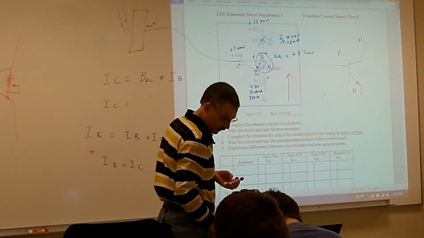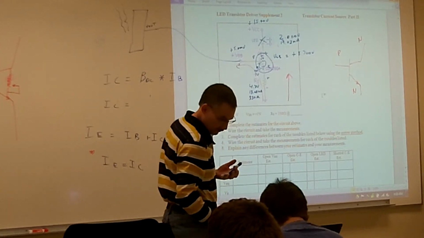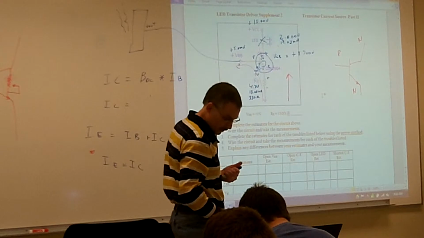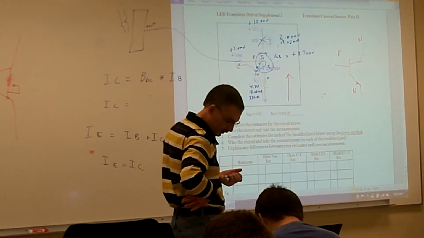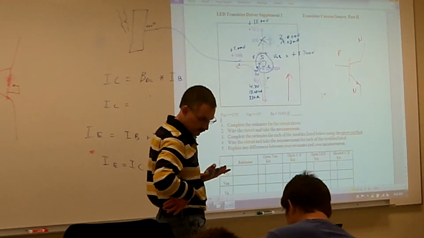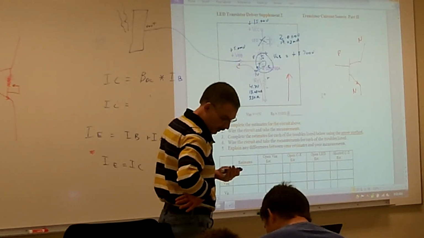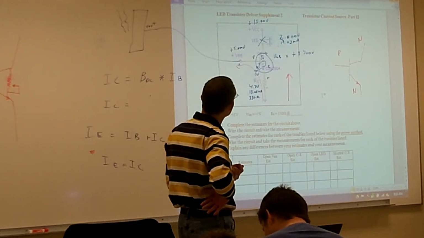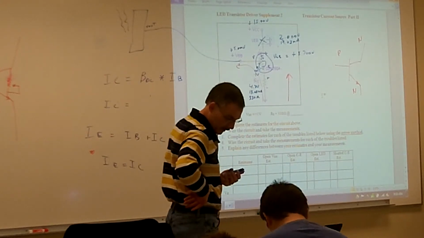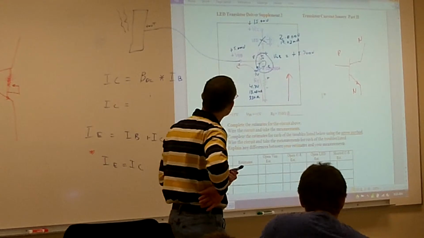VBB, stay the same. VB, stay the same. VBE, stay the same. VRE, stays the same. IE, stays the same. Current of LED, 0, so that goes down. Voltage of LED, 2 volts.